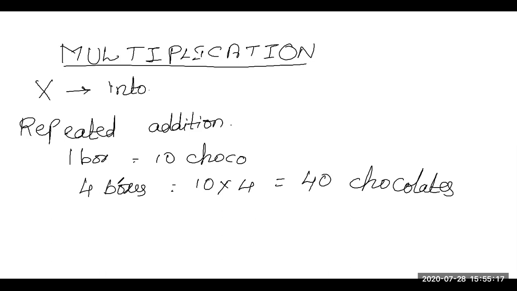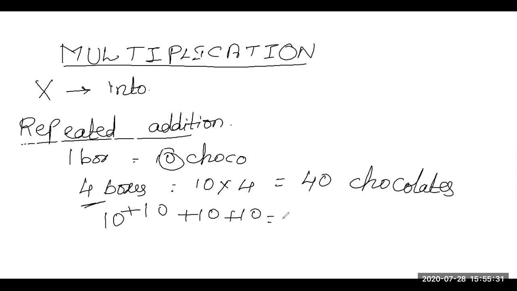In another way, I just said that multiplication is nothing but repeated addition. How many chocolates in one box? 10. How many boxes like that? Plus 10, plus 10, plus 10. Because it is a small number, you can do addition 4 times. If you go for a bigger number, you can use the multiplication symbol directly.